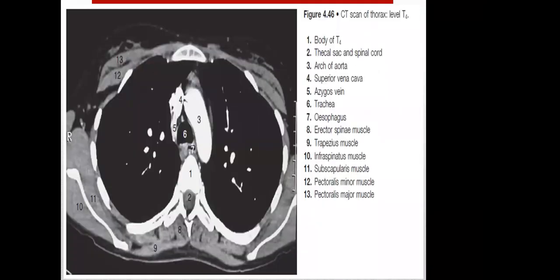The second level is the level of T4. This is the level of the sternal angle. And at this level, we have two important landmarks, which are the aortic arch on the left and the azygos arch on the right. This is the aorta, the aortic arch. This is the superior vena cava. And this is the azygos arch to reach the superior vena cava. Posteriorly, this is the trachea and the esophagus.